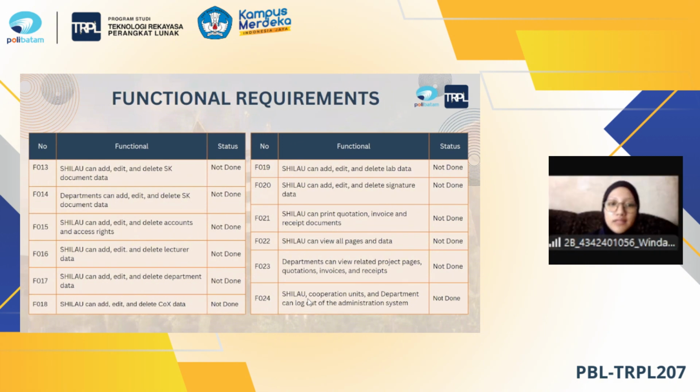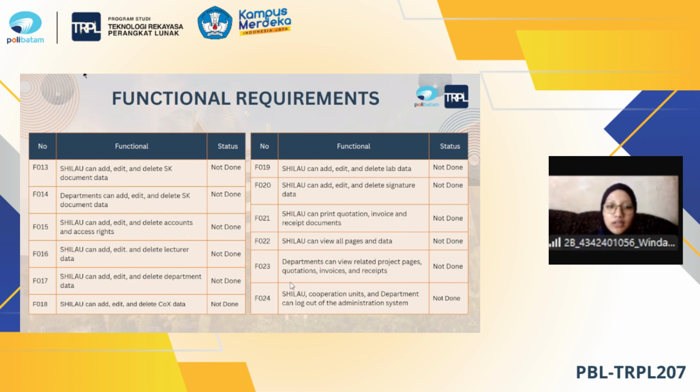Okay, from F013 to F020, the system must support add, edit, and delete of core data, such as SK document, user account, lecturer, department, CX data, lab, and signature. These features are essential for efficient and independent data management.